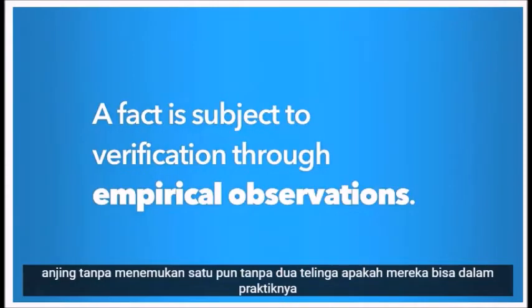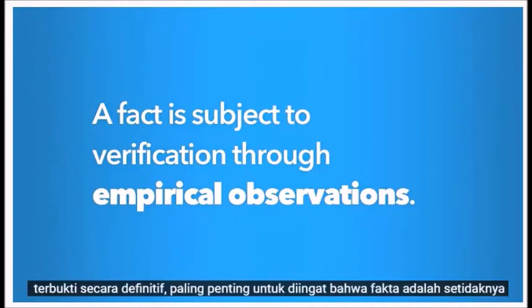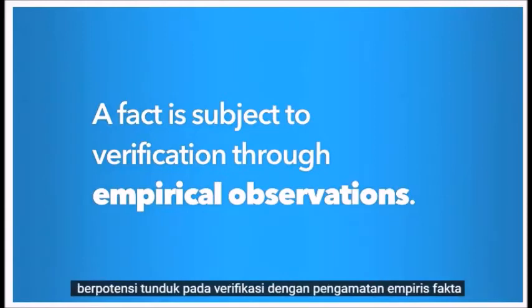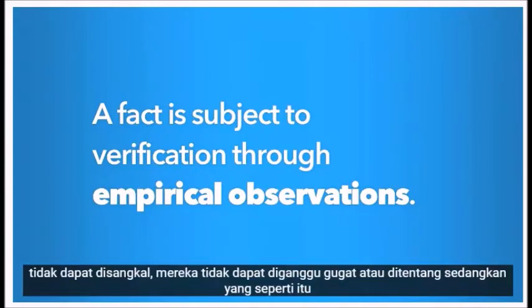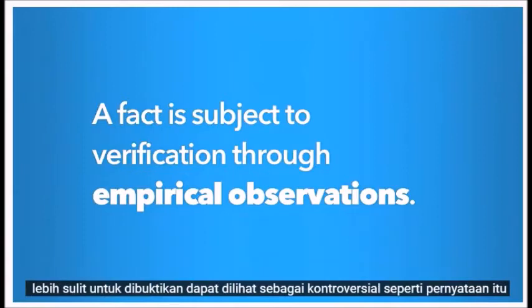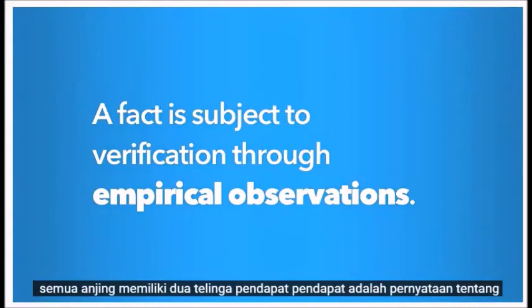But you might also look at a lot of dogs without finding any without two ears. Whether they can, in practice, be definitively proven, it is most important to keep in mind that a fact is at least potentially subject to verification by empirical observations. A fact is something we know or can come to know. Those facts that are readily observed are uncontestable. They cannot be contested or opposed, whereas those that are more difficult to prove may be seen as contestable, like the assertion that all dogs have two ears.